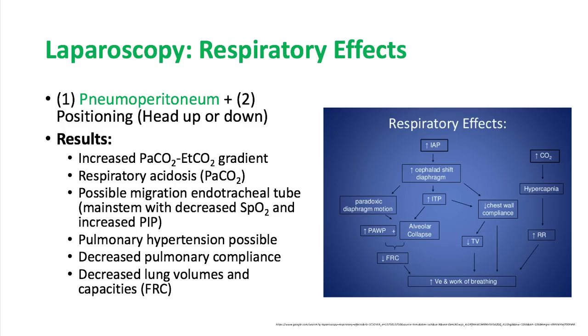Pulmonary hypertension can occur from the elevation in CO2 as well as the alveolar collapse and vascular collapse, increasing pulmonary vascular resistance. The lung is less compliant. FRC and lung volumes go down. So these are the respiratory effects of laparoscopy to think about.